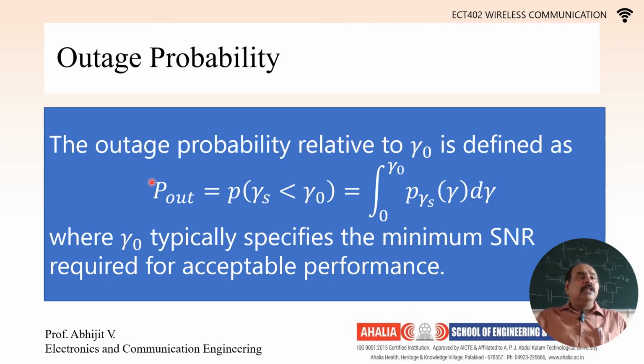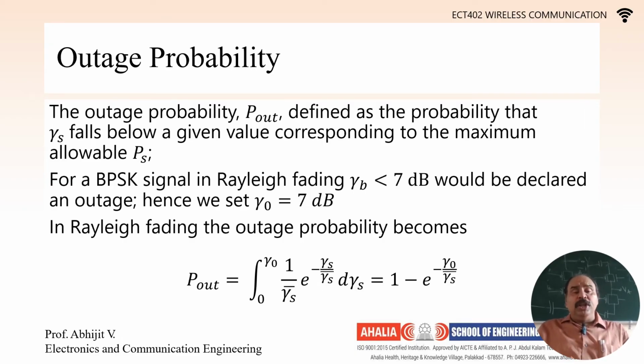Gamma naught signifies the minimum signal to noise ratio that should be at the receiving end so that the signal is properly deciphered. The objective of our communication system is that the received signal should be deciphered properly to be understood. So gamma naught is a very significant definition. Gamma naught tells you the minimum signal to noise ratio that is required so that the signal is properly received at the receiving end. The outage probability P out is defined as the probability that gamma S falls below a given value. That value is called gamma naught, corresponding to the maximum allowable.